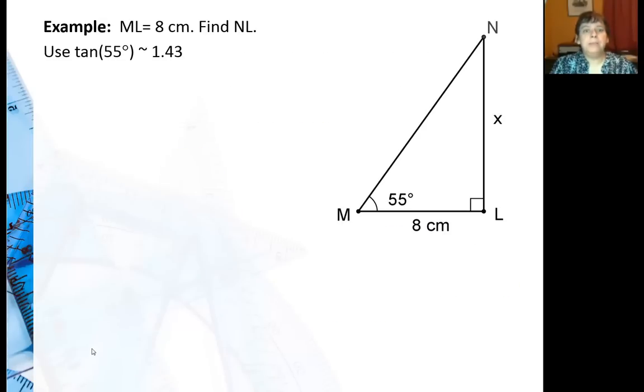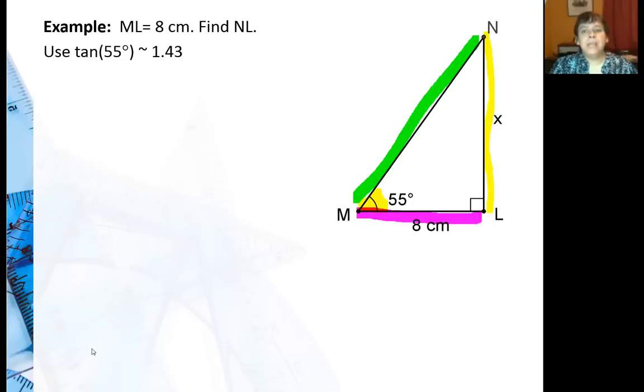All right? So in this example, we're going to find NL, and since you don't have calculators at home necessarily, I'm giving you some tangent values that we'll be using later. The only angle I really have here is 55. I do have the 90, but we almost never use that. All right, so I've got my hypotenuse, which is opposite the 90. 55 is opposite the x, what I'm looking for, and the adjacent leg is the 8 centimeters.